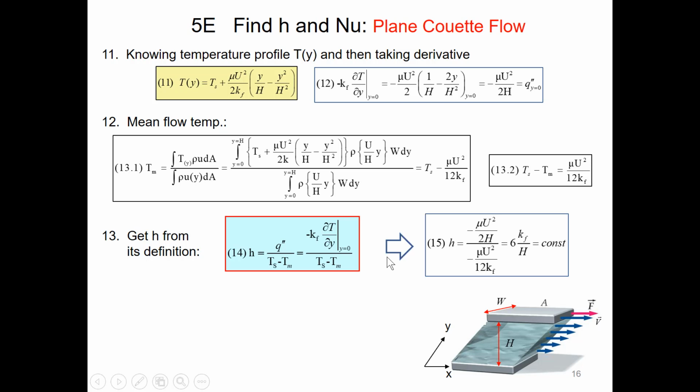Now we can plug in the derivative expression and the temperature difference here to get the heat transfer coefficient, which is a constant if conductivity and the distance h are constant, which they are.